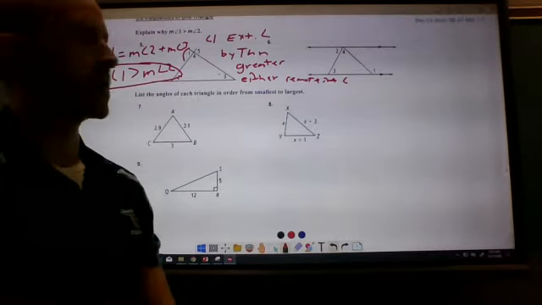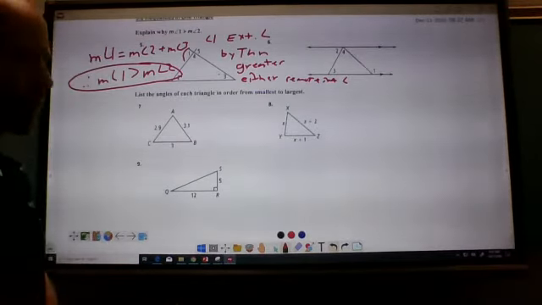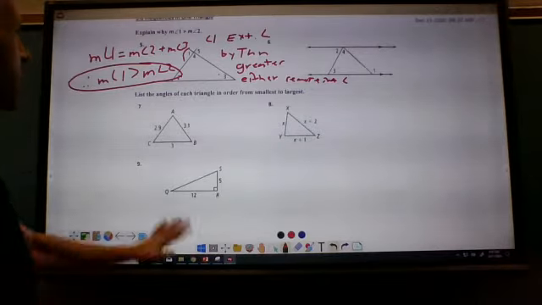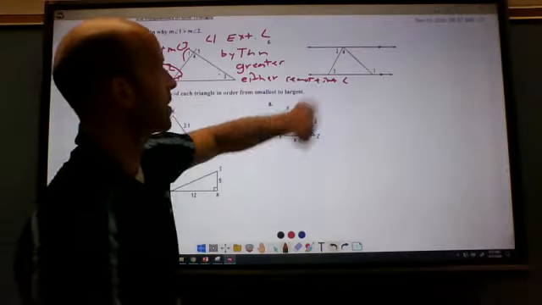That's by theorem. This is section, I think it's 5.6. 5.6. So that's that one. And this one over here is kind of the same answer.